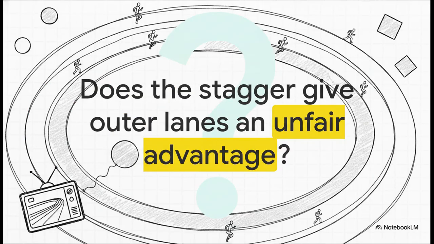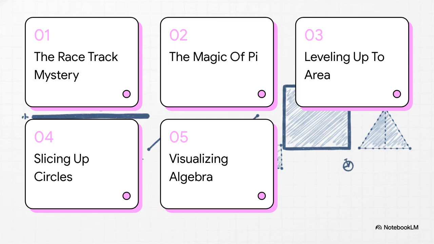So it begs a very natural question. Does the stagger give those outer lanes an unfair advantage? I mean, are the inner lanes kind of getting the short end of the stick here? It's a real-world mystery that plays out on televisions globally. But to actually solve it, we can't just guess. We first need to upgrade our understanding of mathematical dimensions and exactly how we measure the space those runners are covering.